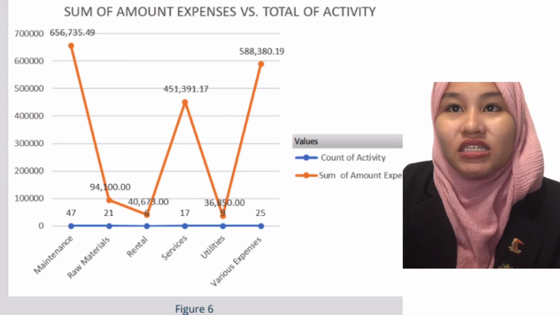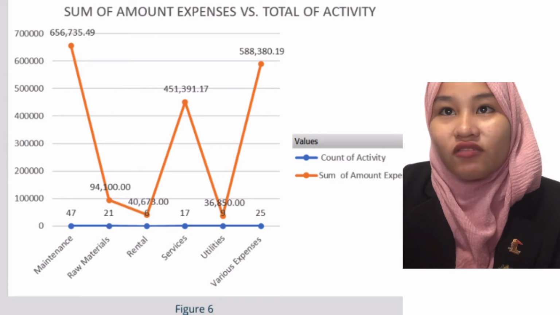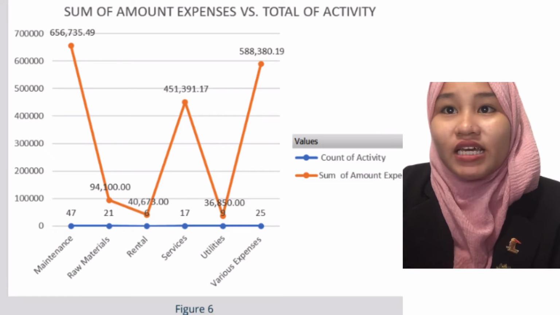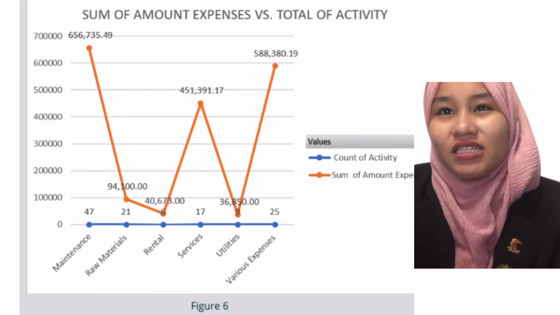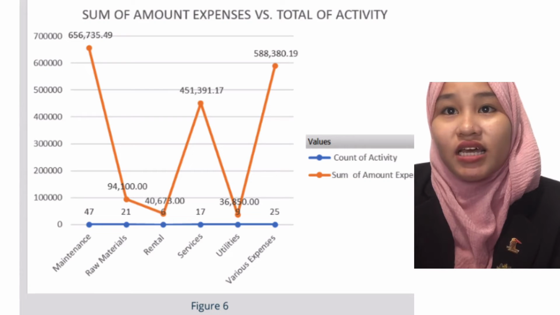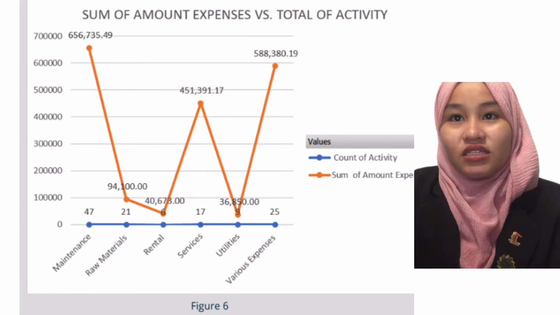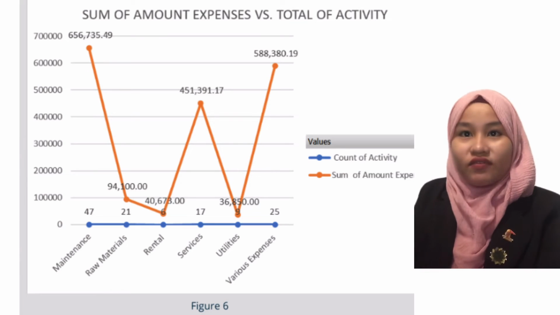The second highest expenditure, as we can see from the orange line chart, is various expenses, with a value of 588,380.19 only, for 25 activities. Next, the lowest activities are rental and utilities, with 6 and 9 activities respectively. The total expenses are 36,850 only for utilities, and the other one, for rental, is 14,678 only.